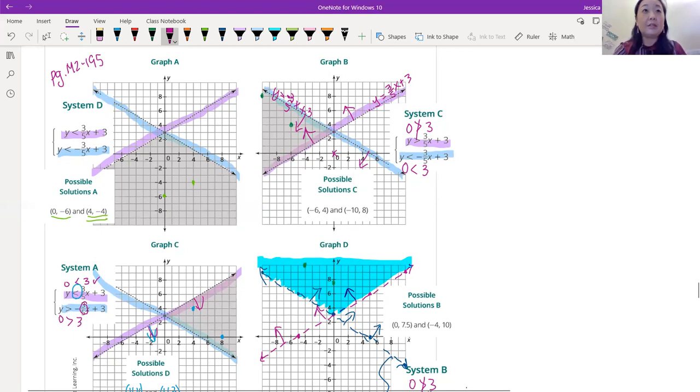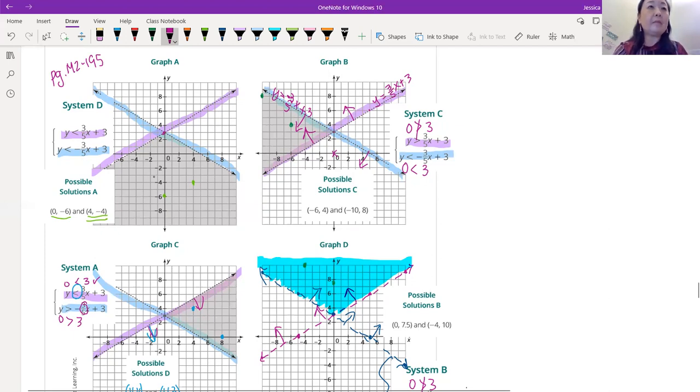How do we know that? If we go to the y-intercept right here, and go up 3 and to the right 3, which would be positive, we end up on that purple line. So I know that that's going to be a positive slope. Negative slopes go this way.